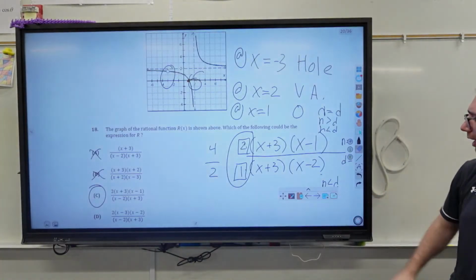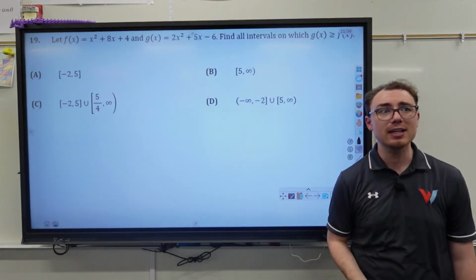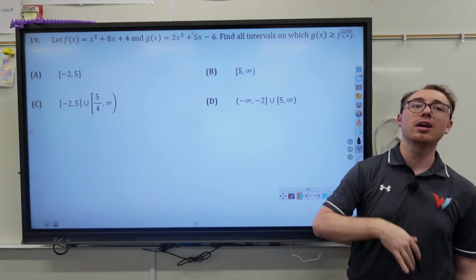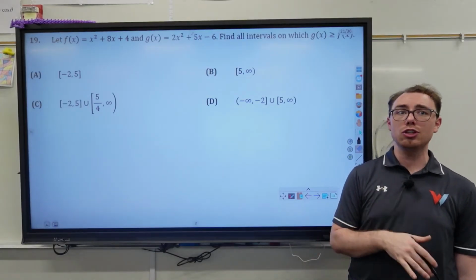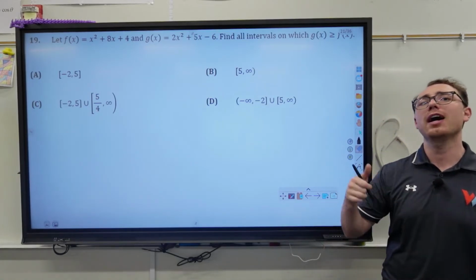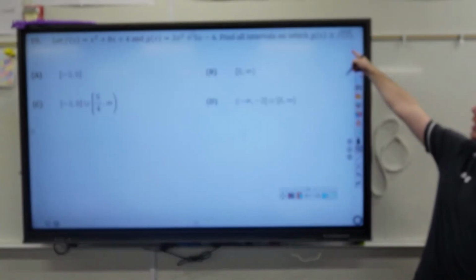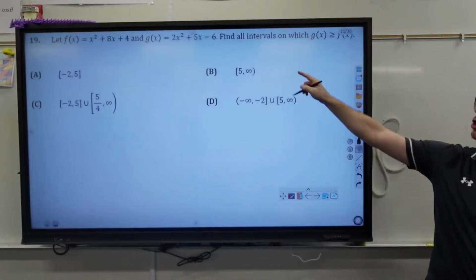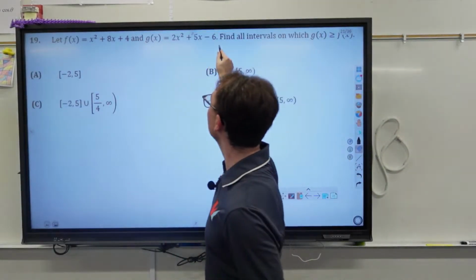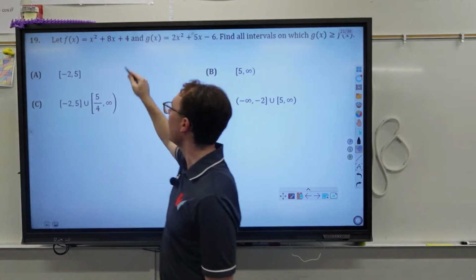We're now looking at problem 19. For problem 19, we're given this problem where we're going to let f of x equal x squared plus 8x minus 4, and g of x is equal to 2x squared plus 5x minus 6. We're going to find all the intervals where g of x is greater than or equal to f of x. So for this problem here, all we're really trying to do is find when this value here is greater than this value.